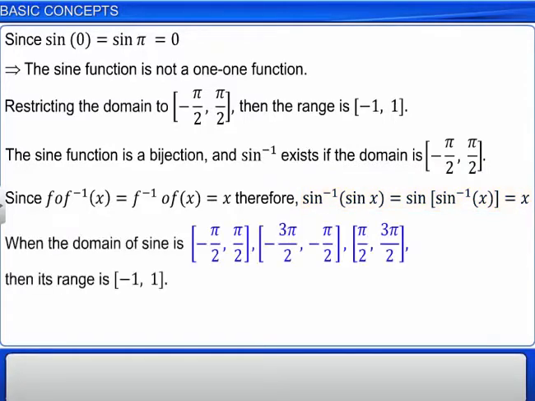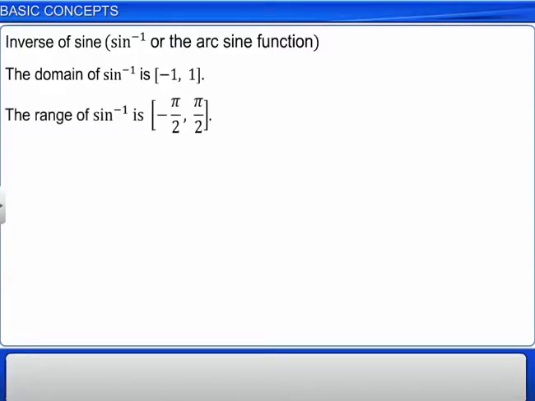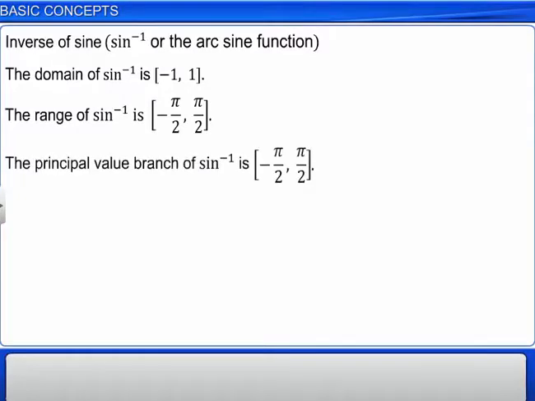Further, even if the domain of the sine function is restricted to the intervals shown here, its range will still remain the same. Now, let us define the inverse of the sine function in the given intervals. The domain of the sine inverse is closed interval -1, 1, and its range is closed interval -pi upon 2 to pi upon 2. The branch with the range -pi upon 2 to pi upon 2 is known as the principal value branch of the sine inverse function.